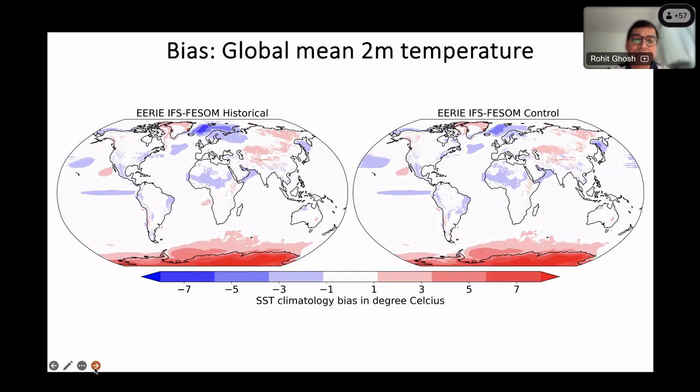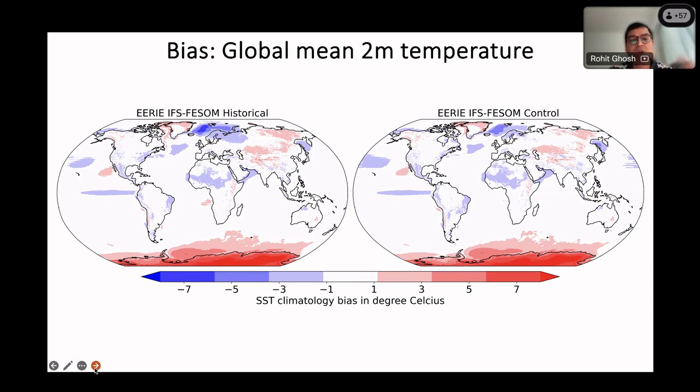On the left-hand side you see the historical climatology difference, and on the right-hand side the control. They are both present in both of them, which is a sign that we can use the control to separate this when we have climate change happening in the signal. But we have this effect in the Southern Ocean and over Antarctica.